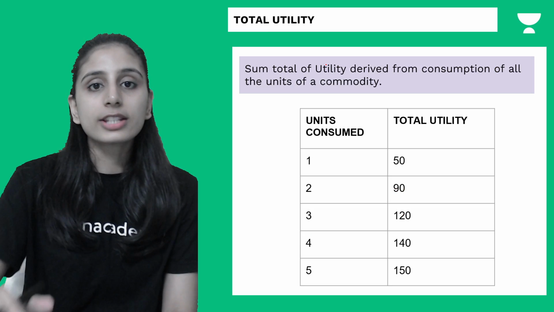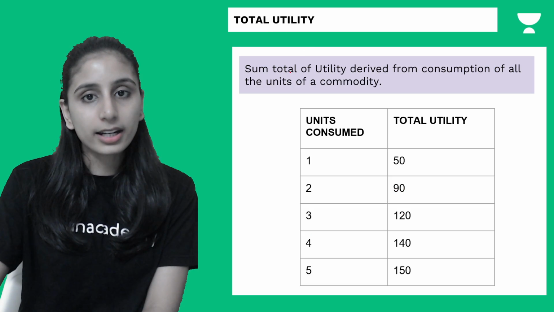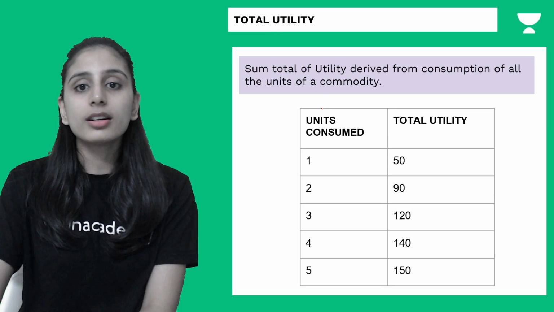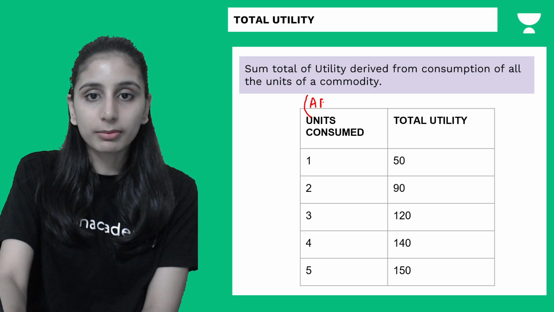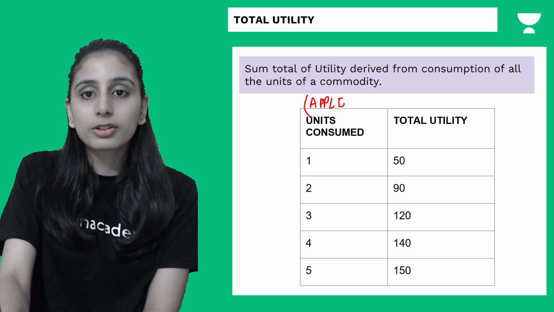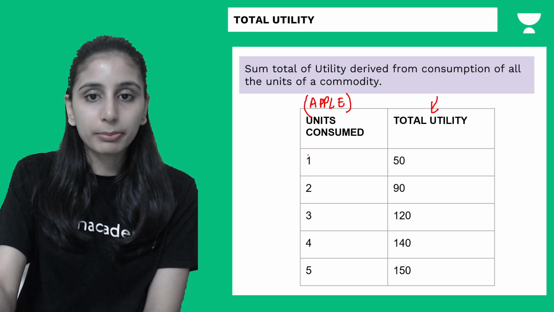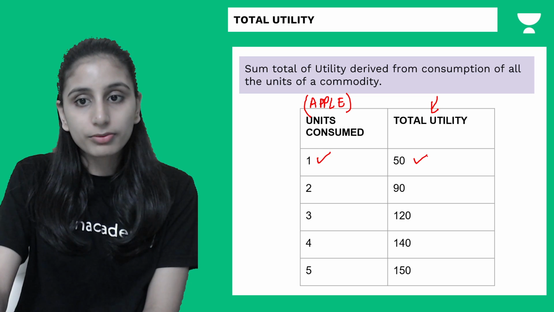So now let's move to what is total utility. Let's understand it first. Let's understand it with a table once, then we'll look at the definition. Definition would be easier after the table. For example, this is the unit of apple and this is the total utility I am getting after eating an apple. Now I have consumed the first unit. I got a satisfaction of 50 utils.